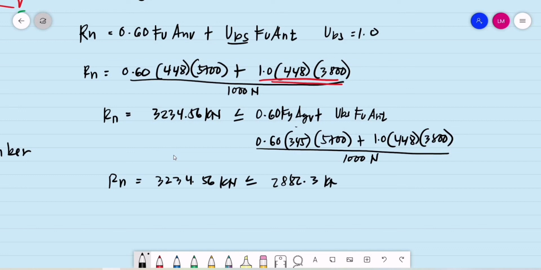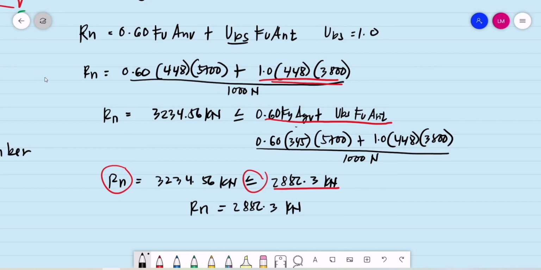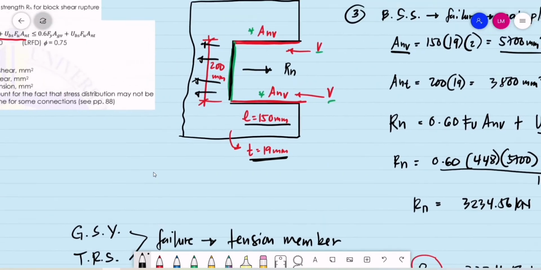So based on the condition, the value of Rn should be less than or equal to 0.60 Fy Agv plus Ubs Fu Ant. So therefore, we are to use the value of Rn to be this value. This value will govern, 2,882.3 kilonewtons.